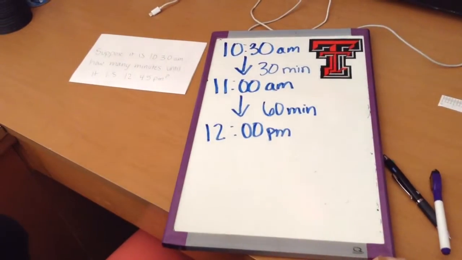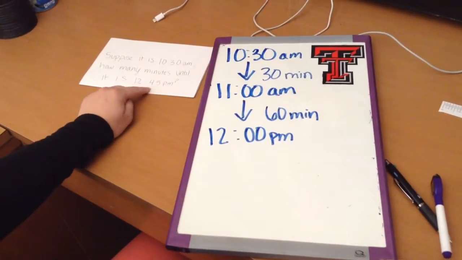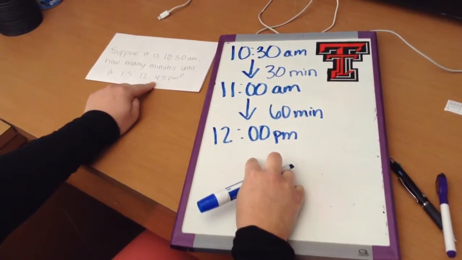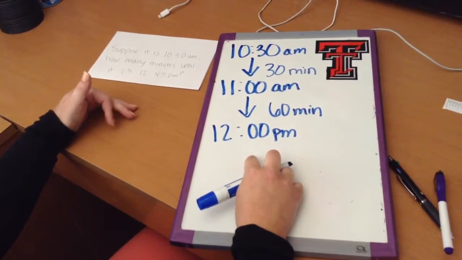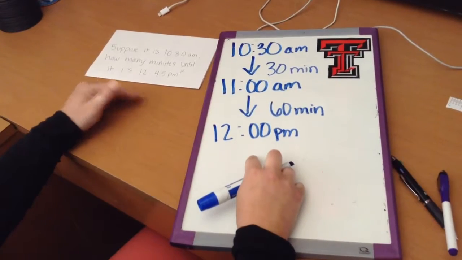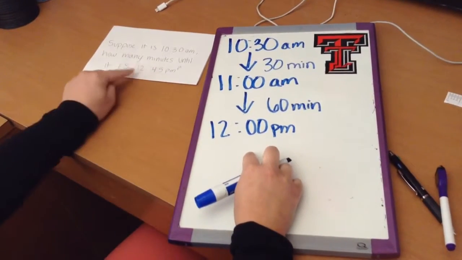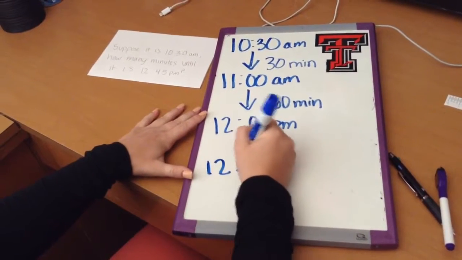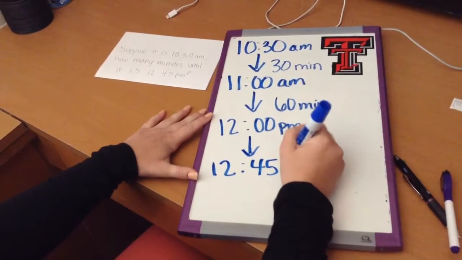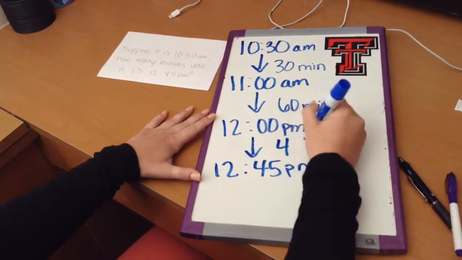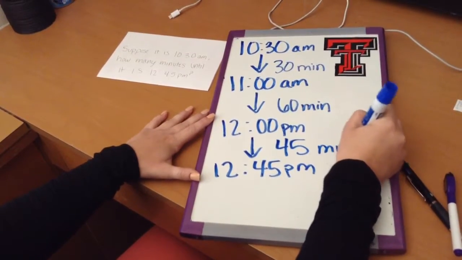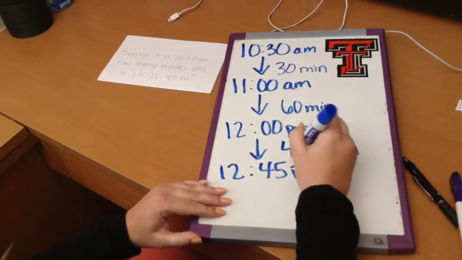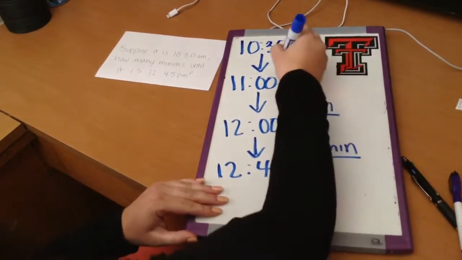And we look back at our problem, and we need to get to 12:45 p.m., and we're at 12 p.m. Well, we know we can't jump another hour because then we would be passing 12:45 p.m. But we know in order to get from 12 p.m. to 12:45 p.m., we just need to go up by 45 minutes. And so that's how much time has passed. And now we have reached our ending time.